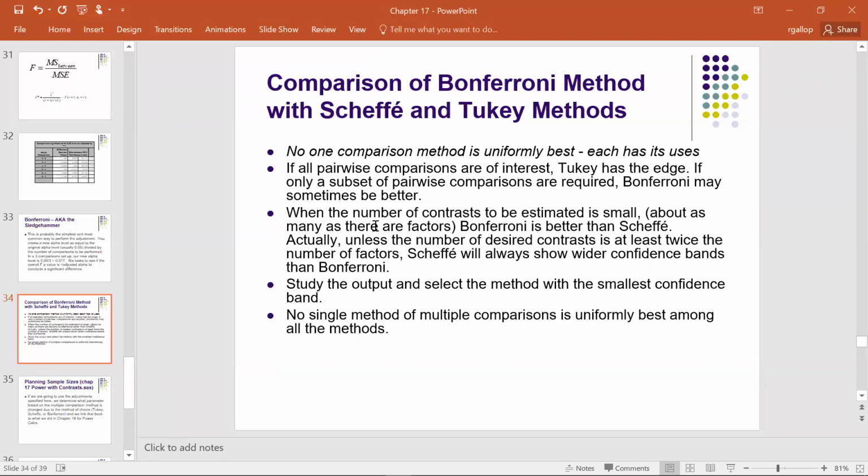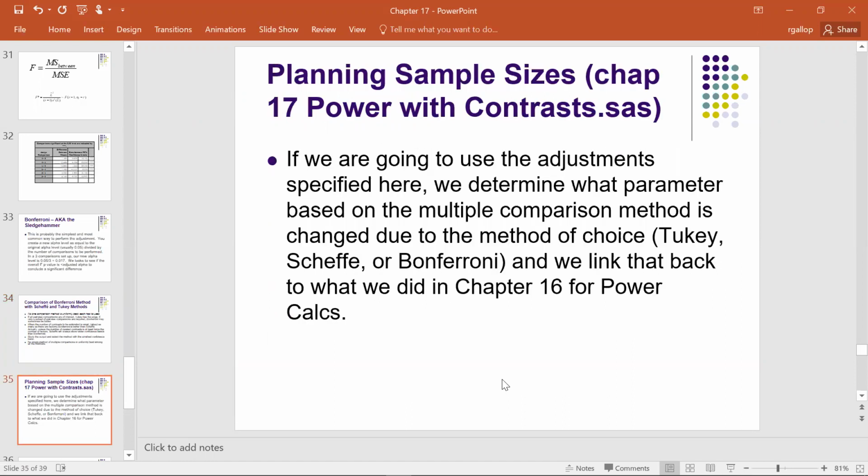They're not law. The best way to see which ones give the most narrow is to produce them and then visually inspect them. When the number of desired contrasts is at least twice the number of factors, the Scheffé will usually show wider confidence spans than Bonferroni. So again, just keep this in mind as we start moving forward. So study the output, select the method with the smallest confidence spans. No single method will produce multiple comparisons uniformly best among all methods.